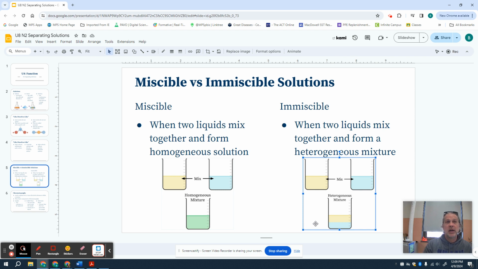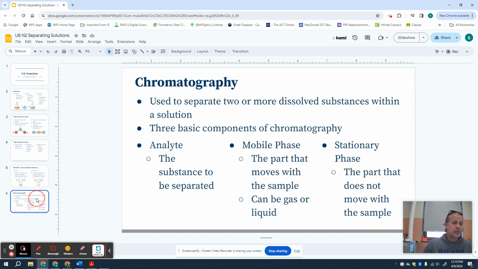Another example would be salad dressing that you have to shake, like a vinegar and oil type salad dressing or a vinaigrette. If you shake them together, they kind of mix together, but if you let the salad dressings sit for a little while, they separate into distinct layers. So that's immiscible. Miscible, they mix together, and you can't tell that there's two or more liquids there. Immiscible is when you mix them together and they settle out and form distinct layers.